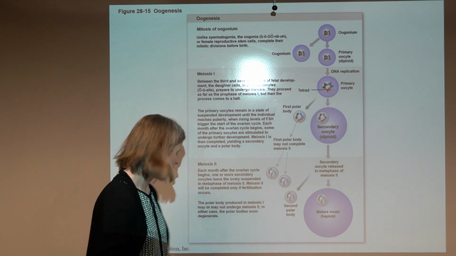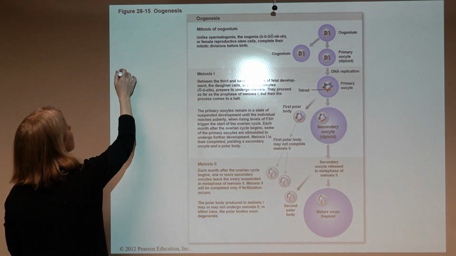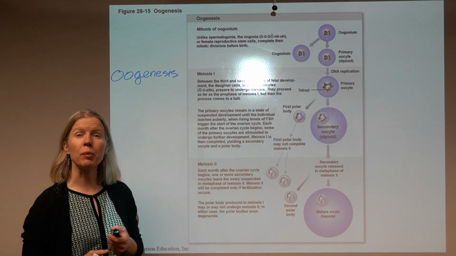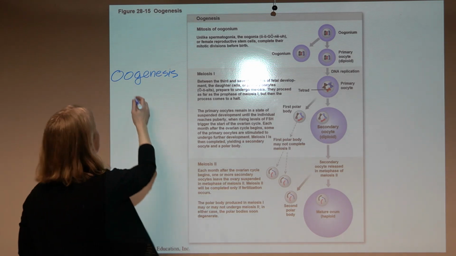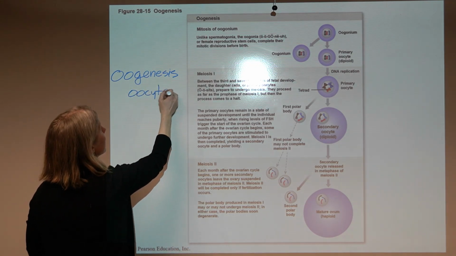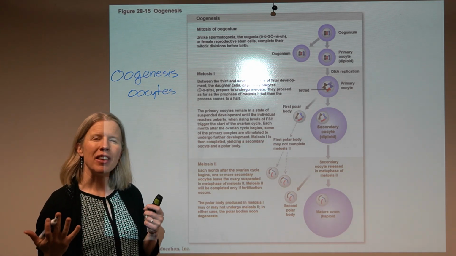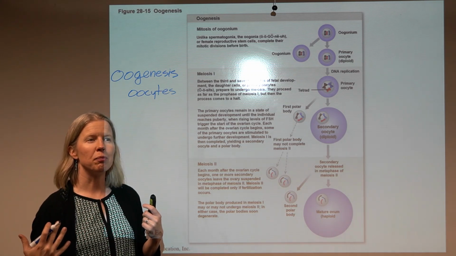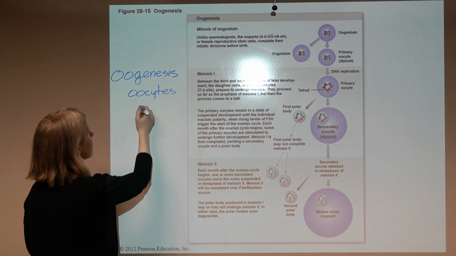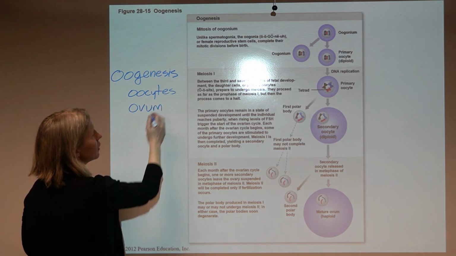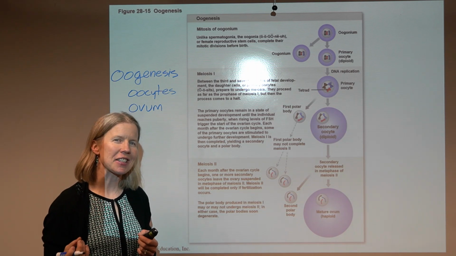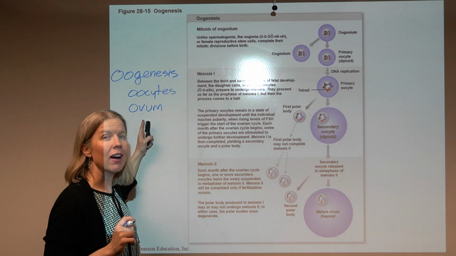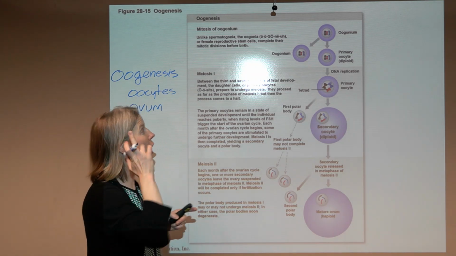Okay, oogenesis. This is going to be the production of oocytes, female reproductive cells, and the final version, the fully mature cell, is the ovum. Sorry, I was having a little trouble thinking about how to say that, because the ovum doesn't actually become the ovum until fertilization occurs. We'll get there. We'll talk about that.